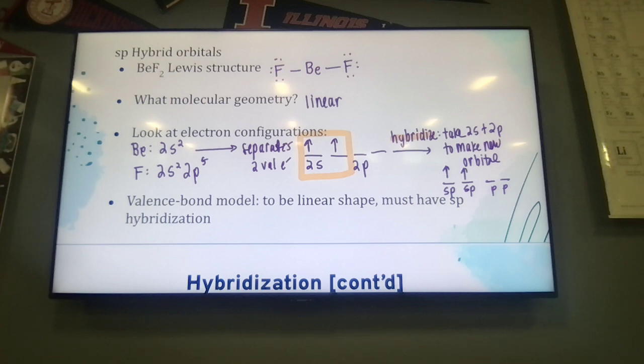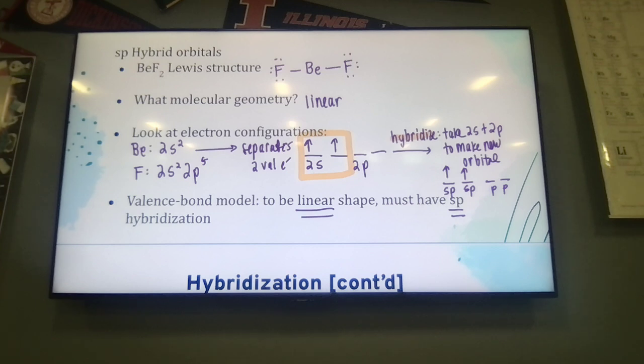I'll show you the picture in a second. I think you can probably see it in your notes. So first thing, and this is what you're going to learn if you have your chart handy, this is what you're going to fill in on your chart. To be linear in shape, you have what we call an sp hybridization. So on your linear on the front, put sp. That's the hybridization for anything that's linear.